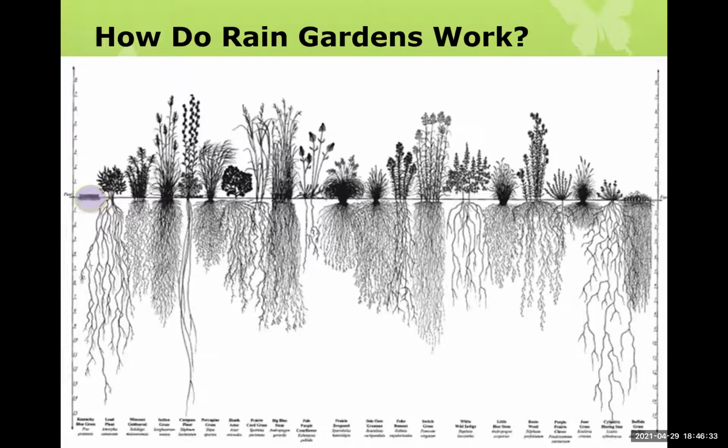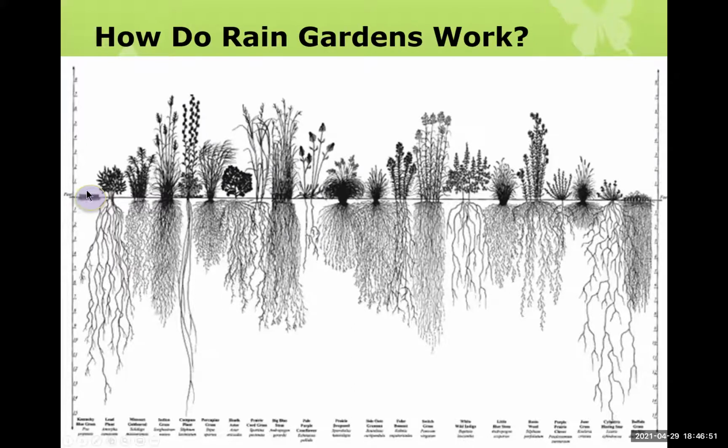The way they work is by putting deep-rooted native plants in. They open up pathways in the soil. Sometimes you see detention basins, and sometimes I get asked, can you put turf grass in a rain garden? And yes, you can.